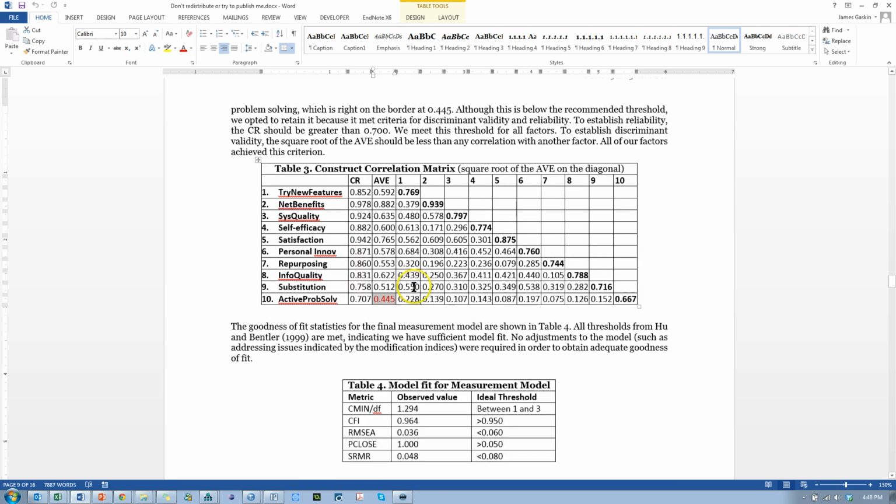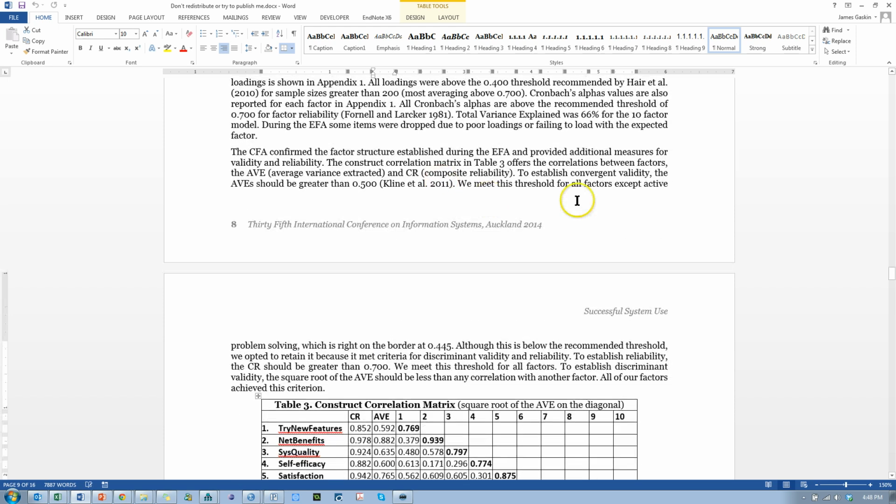What I said was, right here, and I think this is worth reading. To establish convergent validity, the AVEs should be greater than 0.5 according to this person. We meet this threshold for all factors except active problem solving, which is right on the border at 0.445. It's actually not right on the border, but I make it sound like it is. Although this is below the recommended threshold, we opted to retain it because it met criteria for discriminant validity and reliability, which it did. And then I just move on.